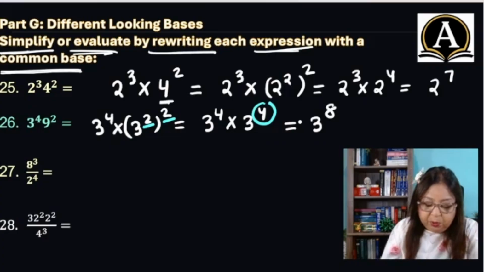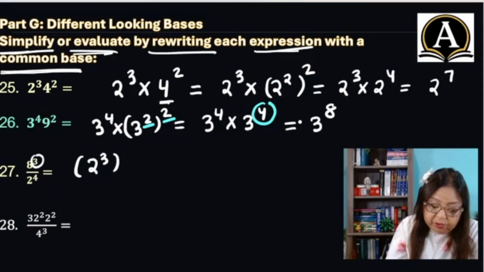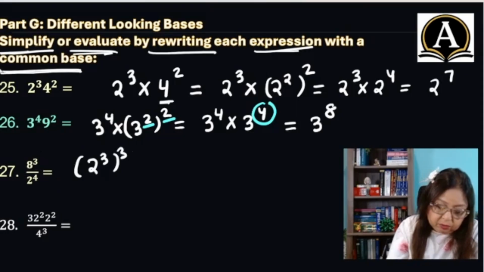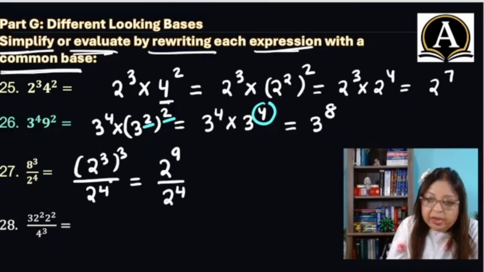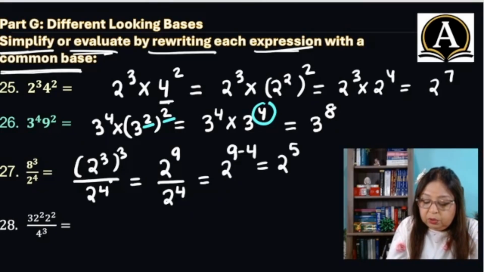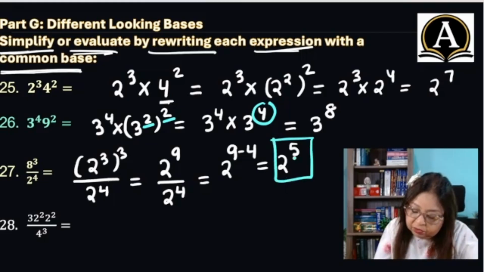Okay. Number 27. 8 cubed over 2 to the power 4. 8 can be written as 2 cubed. 2 cubed is further cubed. Divided by 2 to the power 4. We get 2 to the power 9 at the top divided by 2 to the power 4 at the bottom. And this gives us 2 to the power 9 minus 4 equal to 2 to the power 5. And I did not box in my answers here, did I?